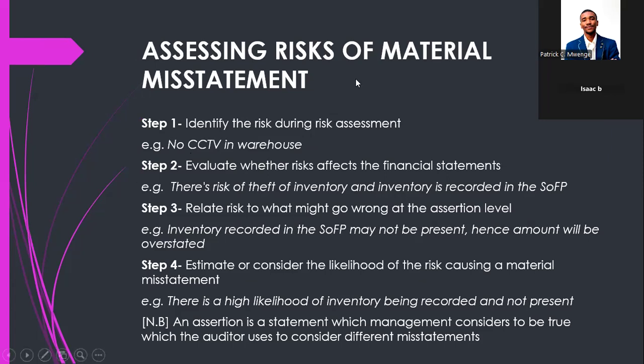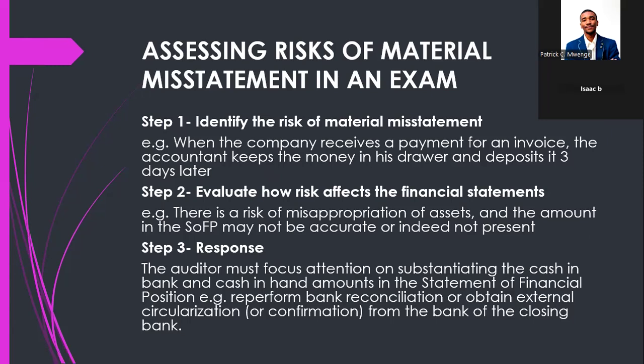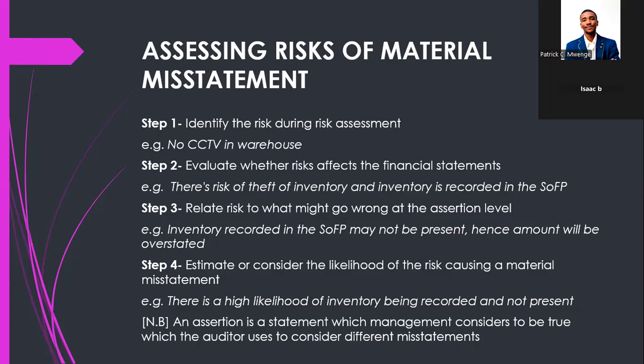Okay. So now, how do we assess a risk of material misstatement? So we said risks of material misstatement. These are risks that the financial statements may be misstated, or may contain an omission or an error. So how do we assess a particular risk? So one, we need to identify the risk of material misstatement. That's number one. Number two, we need to evaluate how that risk affects the financial statements, right? Okay, sorry, let me just go back a bit. I think I went too far.